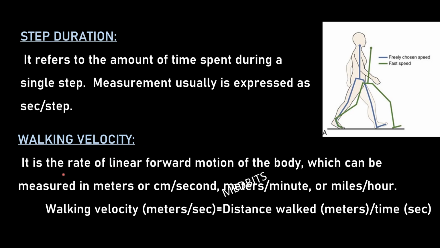Walking velocity. It is the rate of linear forward motion of the body, which can be measured in meters or centimeters per second, meters per minute, or miles per hour. Walking velocity is equal to distance walked per time. As you can see, meters per second, and here in the bracket, so we just have to read that up. Okay, yep.